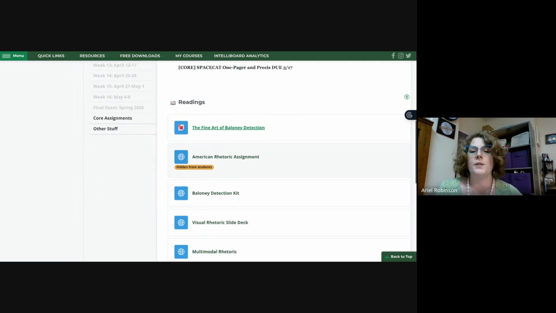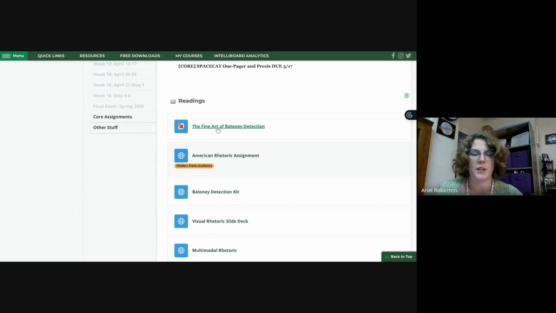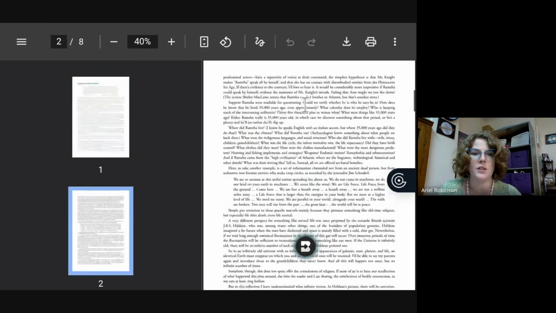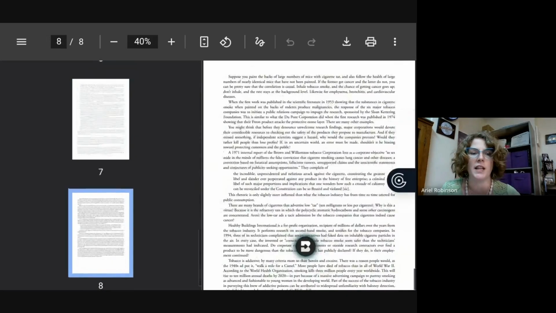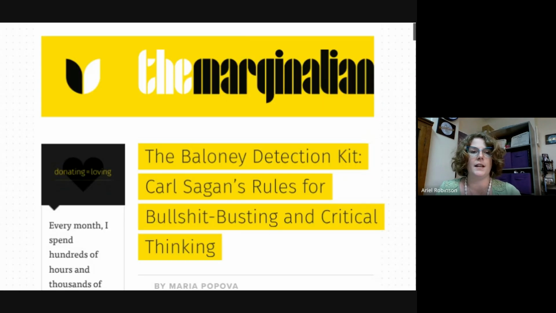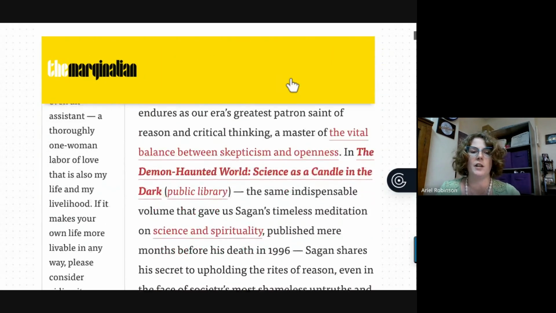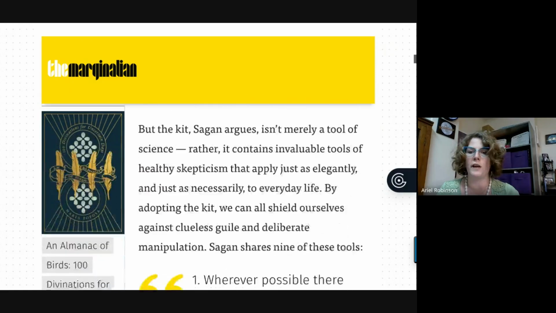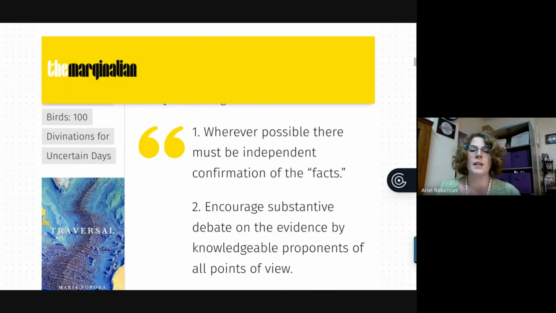Here I've got the fine art of baloney detection available for you to look at, which is a reading for the week. It tells you what baloney detection is and how to spot things that are inappropriate. And then I've got the baloney detection kit, which goes into how to figure out when somebody's duping you or trying to manipulate you with rhetoric.